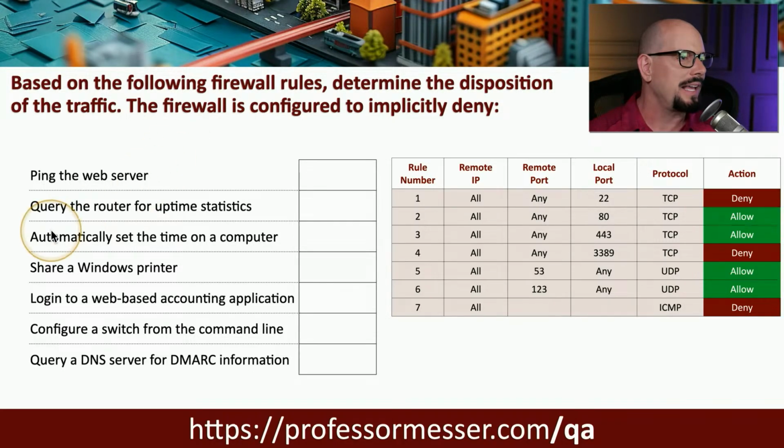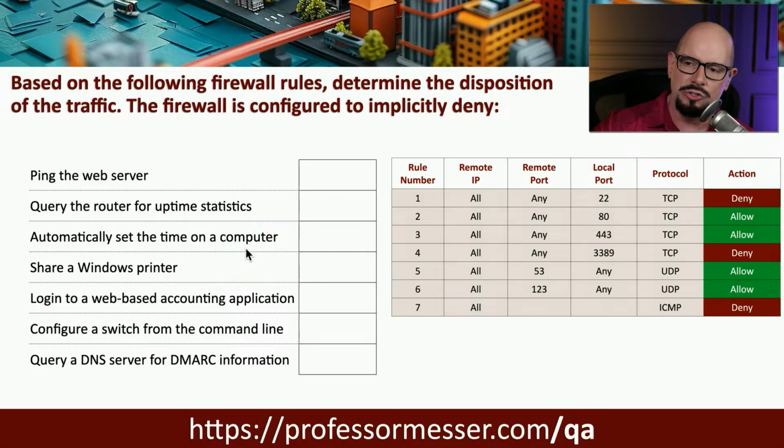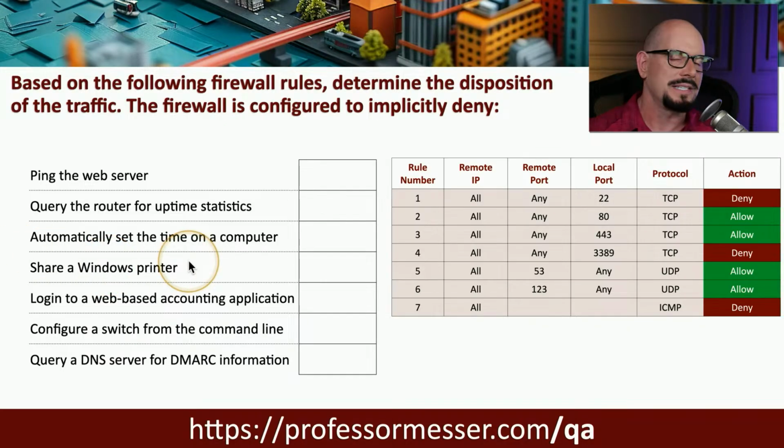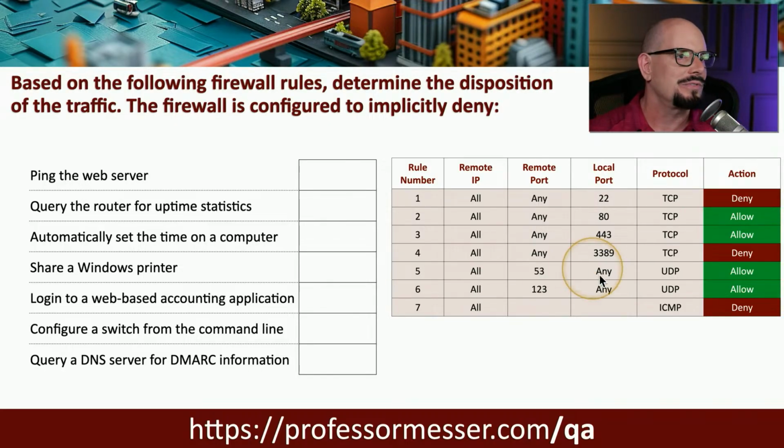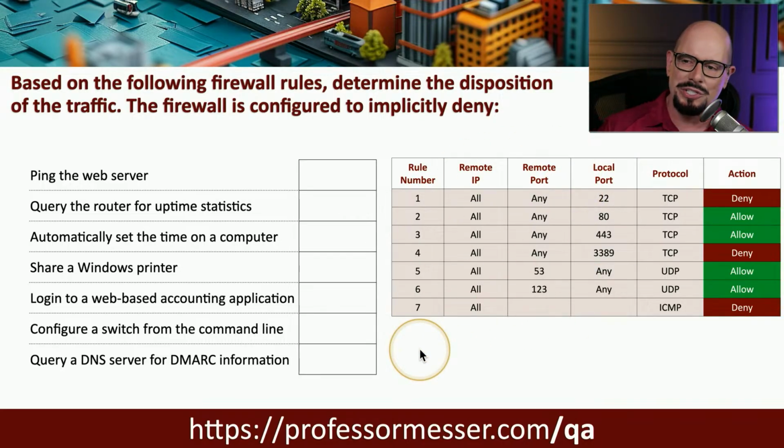Another thing I'd like you to tell me is, can you automatically set the time on a computer by sending traffic through this firewall? Is that allowed or is it denied? Another one is to share a Windows printer. Is it allowed or denied? You tell me. Logging into a web-based accounting application. Can we do that? Yes or no? Configure a switch from the command line. That would be useful, but is it allowed with this firewall rule base? And lastly, query a DNS server for DMARC information. So there are quite a few tasks that you need to determine if you can do based on this firewall rule set. So if you think you know the answers, submit those by going to professormesser.com/QA to tell me if you really know what they happen to be.